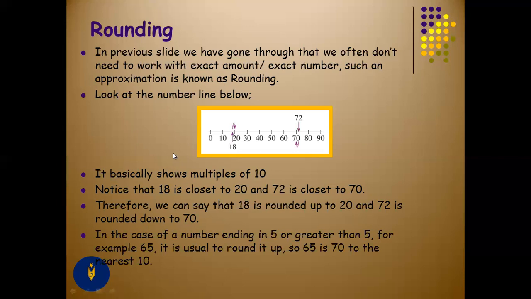In the case of a number ending in 5 or greater than 5, for example 65, it is usual to round it up, so 65 is 70 to the nearest 10.